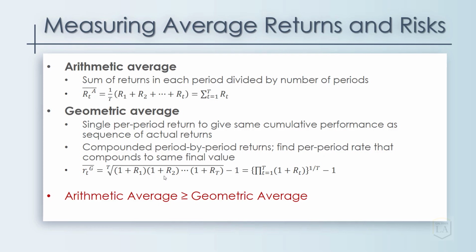Another thing to note here is when we are comparing arithmetic average and geometric average, the arithmetic average will always give you a higher value than the geometric average. They will be equal only if you had the same amount of returns, like R1 being the same as R2 being the same as R3. So with the same uniform returns across the time periods, the arithmetic average would be equal to the geometric average. That will be a very special case.